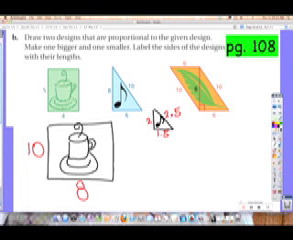Choose. Do you want to crop it or do you want to distort it? Distort it. Go. You're on your own, on your own workbook. Distort it or crop it. Figure out the measurements. Go. Good luck.